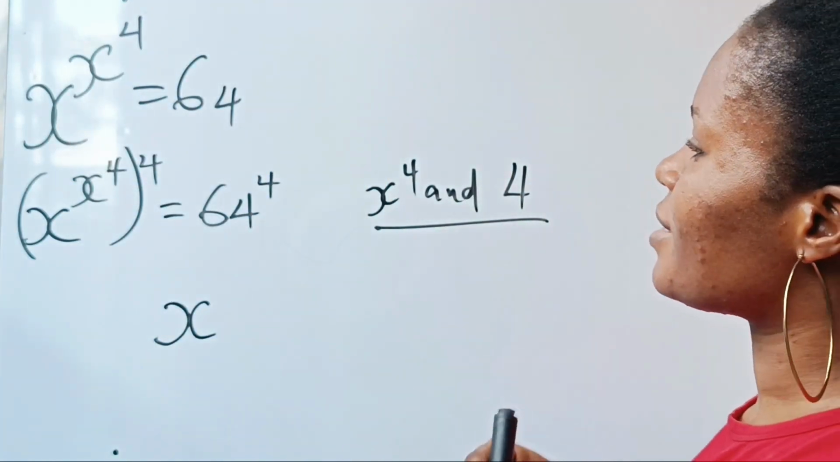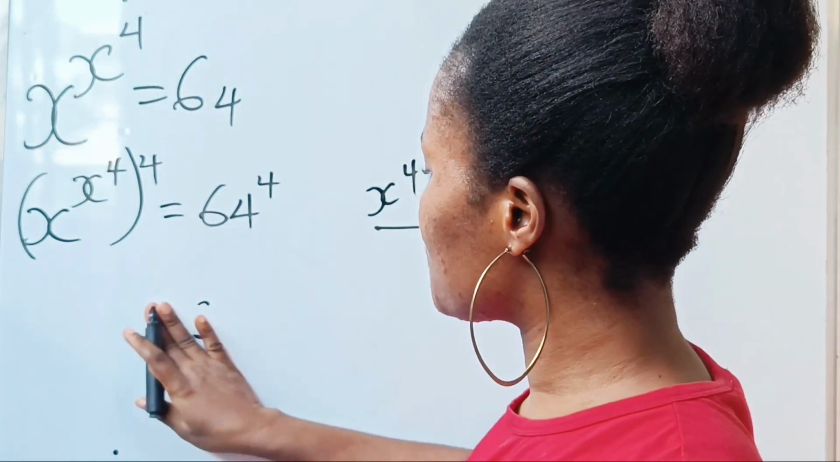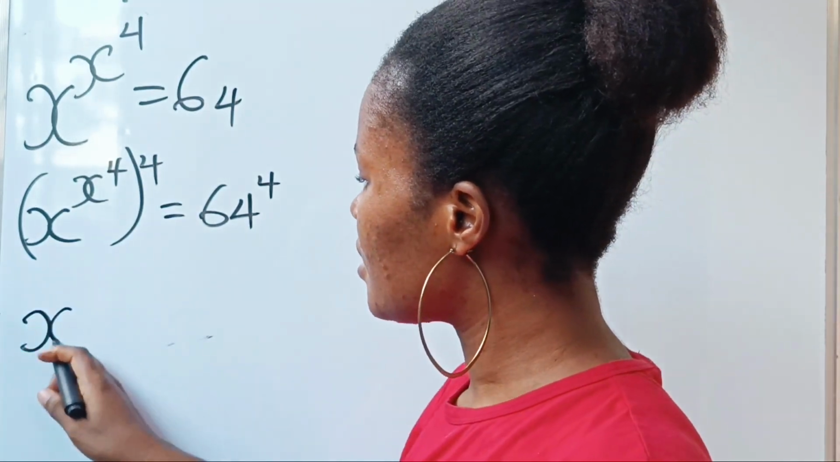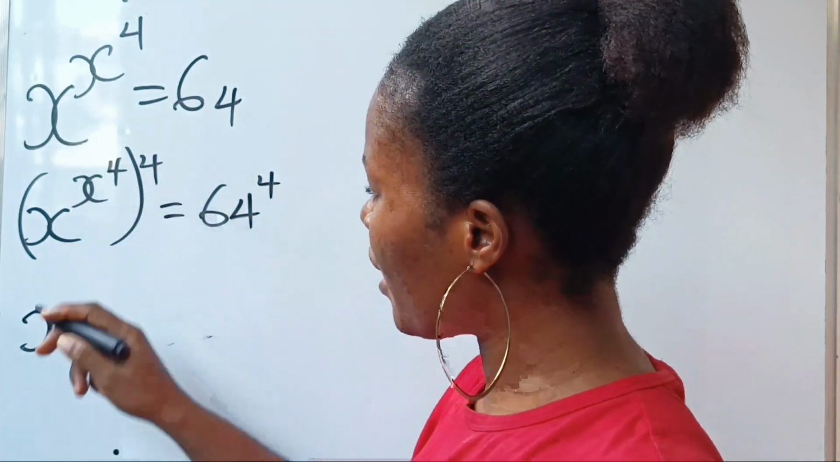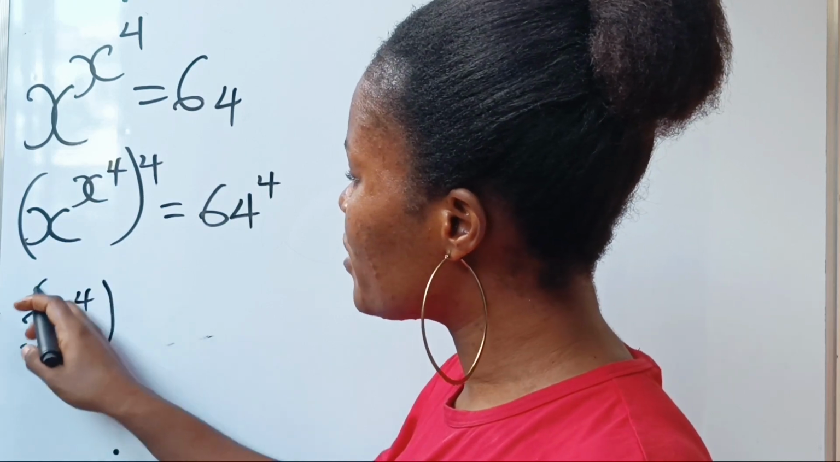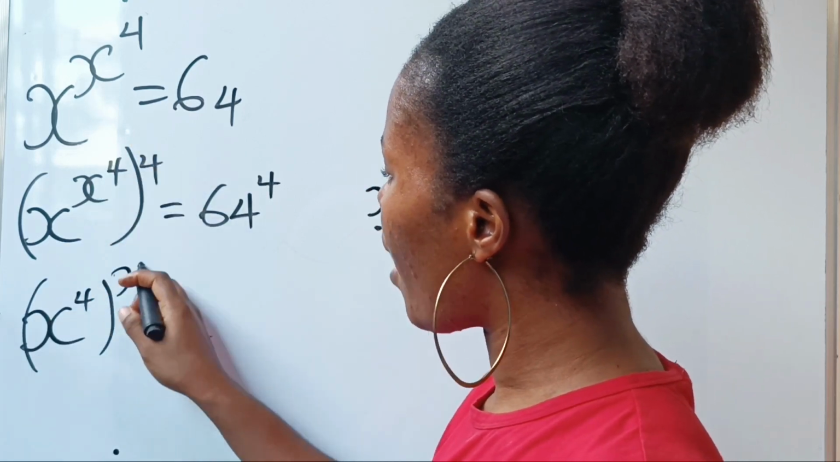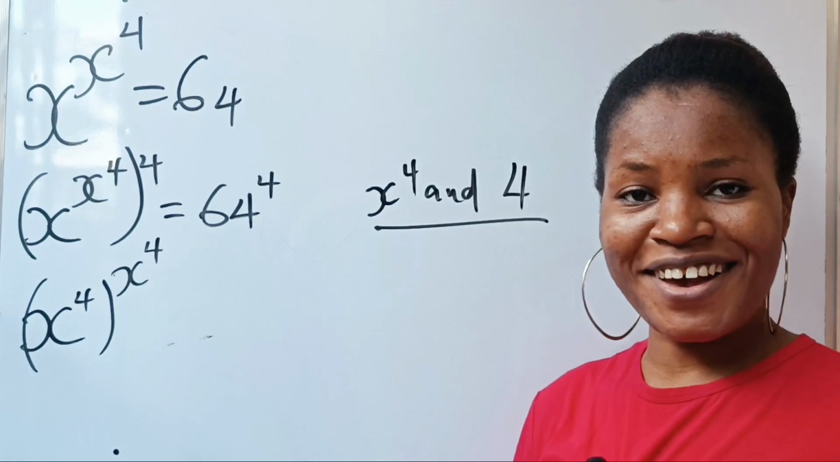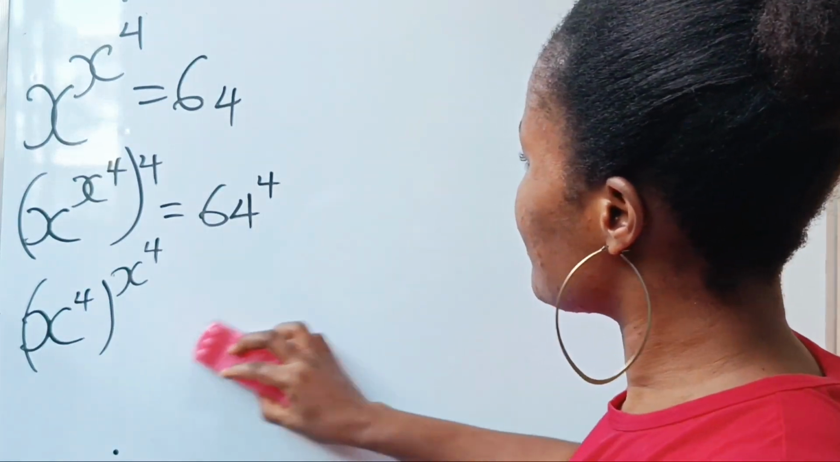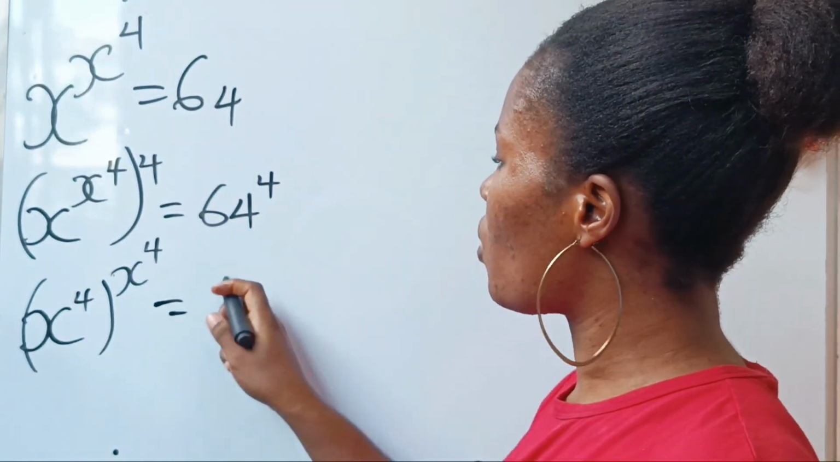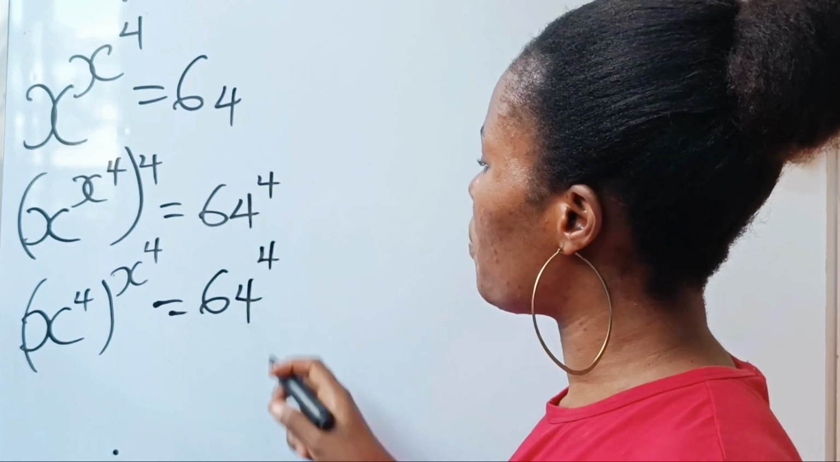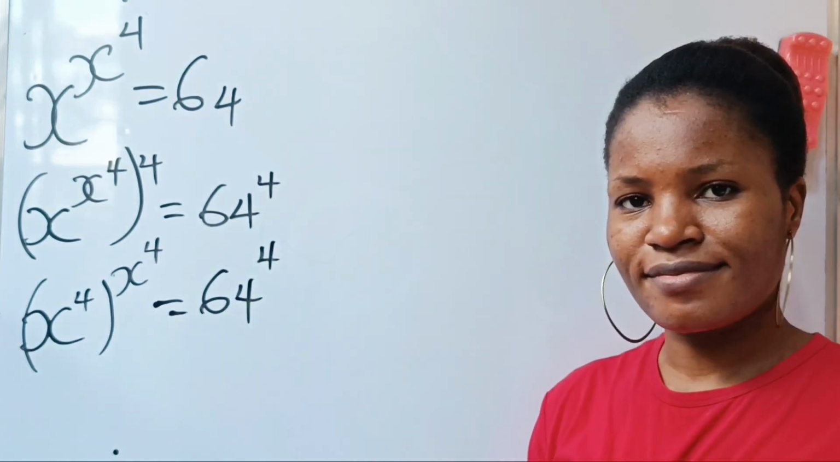So that simply means that I can bring 4 in and take x to the power of 4 out, right? So let's just do that. That means I can write this as what? X to the power of, let me bring this power in, which is 4, and I'm going to take x to the power of 4 out. Can you see that? All right. So that is exactly what I want to do. Is equal to 64 to the power of 4.